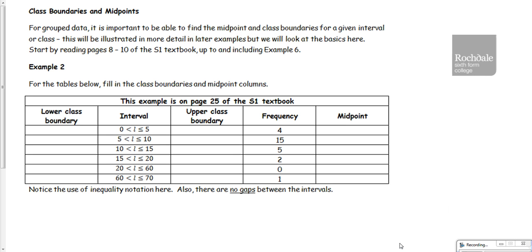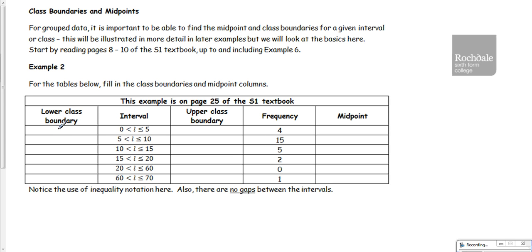Okay, so this is example 2 in summarising data, and we're looking at class boundaries and midpoints. So for grouped data, it's really important that we understand the notation that's being used in terms of representing the intervals. And it tends to come in 3 different ways. We've got 3 examples to look at here.